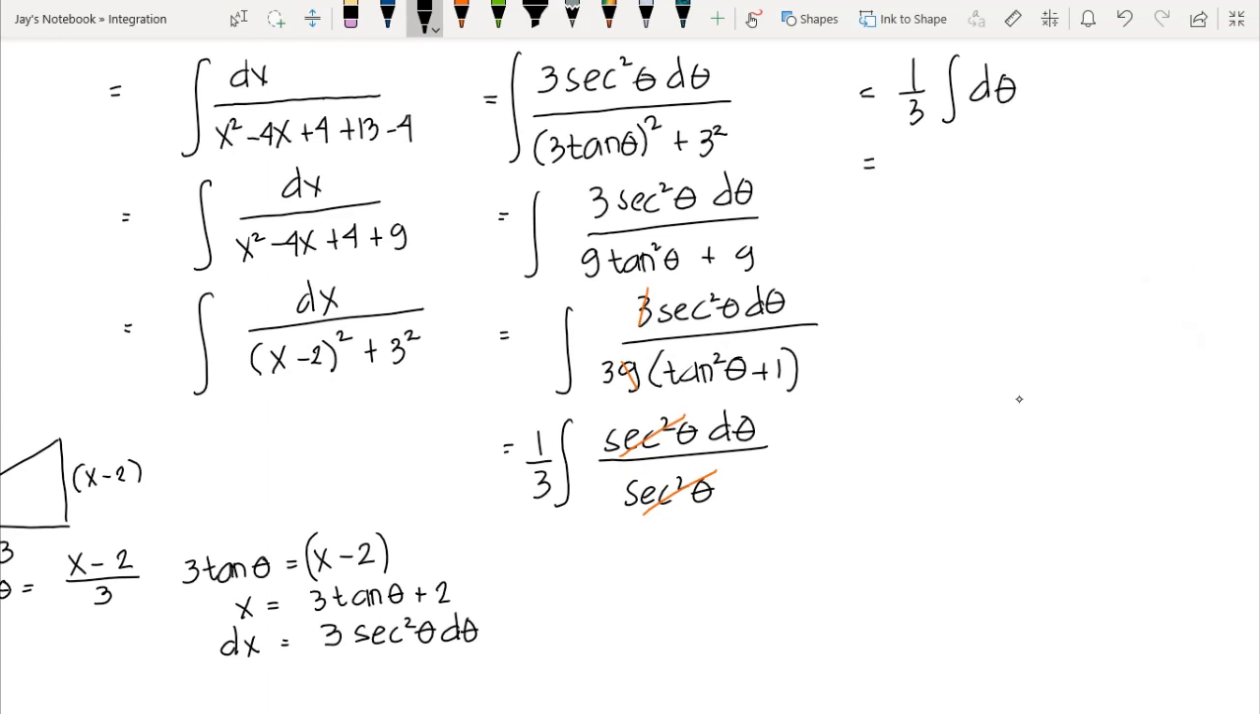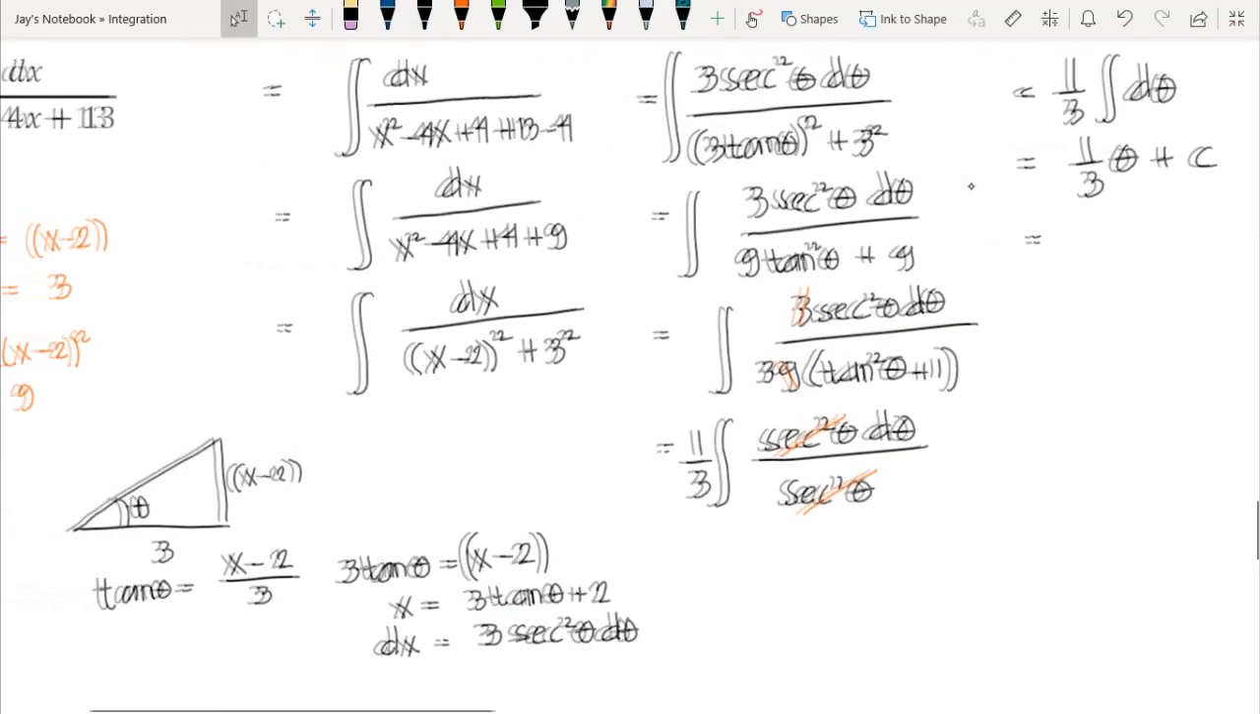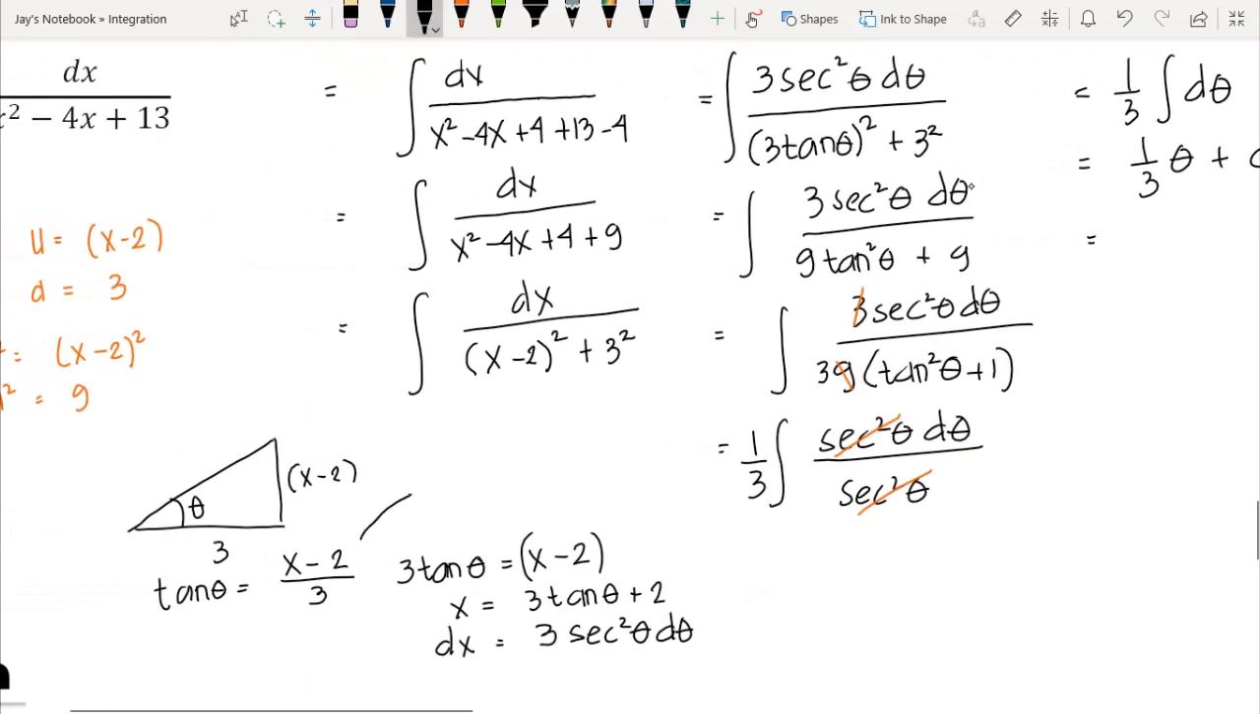So we have 1/3 theta plus c, and now we know that our theta here, from this equation, is equal to arc tangent of x minus 2 over 3. Correct?